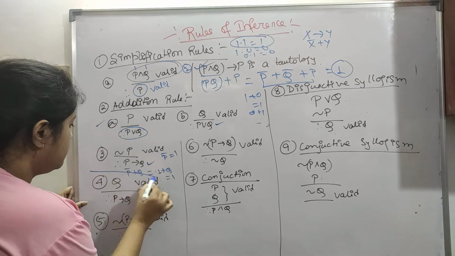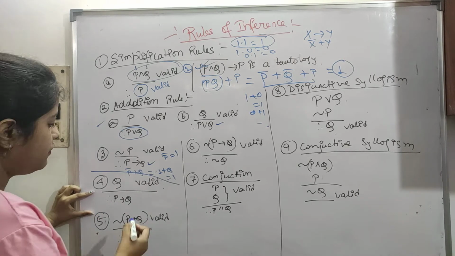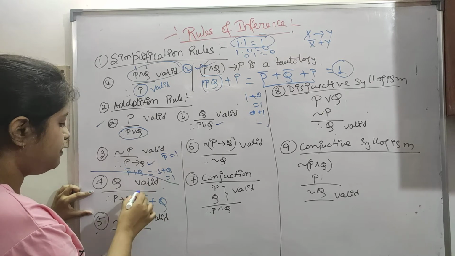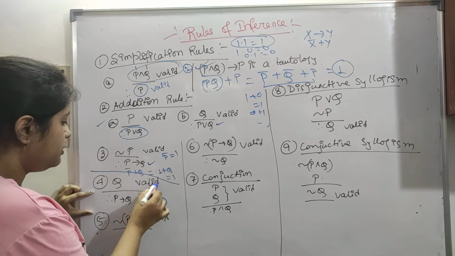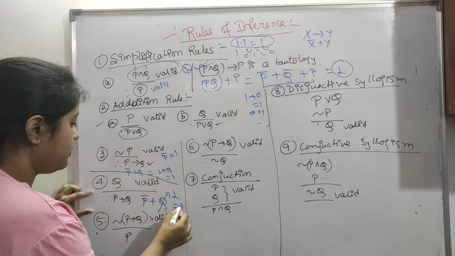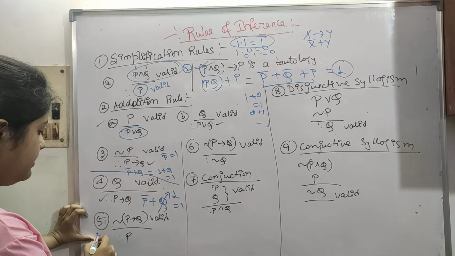Now next, Q is valid. So P arrow Q will always be valid, because P arrow Q means P implication Q, which means P complement plus Q. Q is already valid, so this is 1, and 1 plus anything is 1. So this is also valid. Okay, so now let's see number 5.